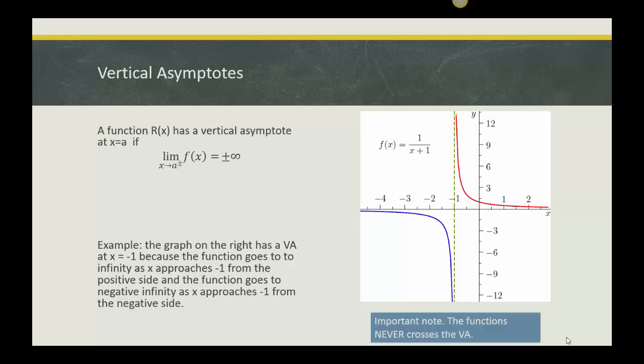Important note here too: see how the function is coming toward the vertical asymptote? It's never going to actually touch it and it's never going to cross it. So this is an issue with domain. Remember we talked about continuity before. It's not continuous at -1, but it's coming to -1.